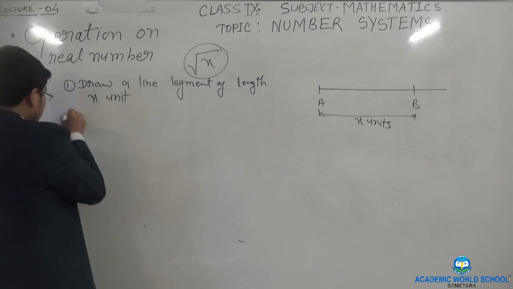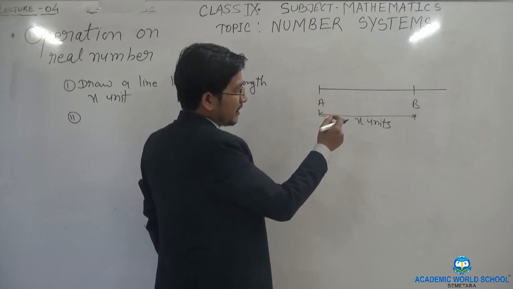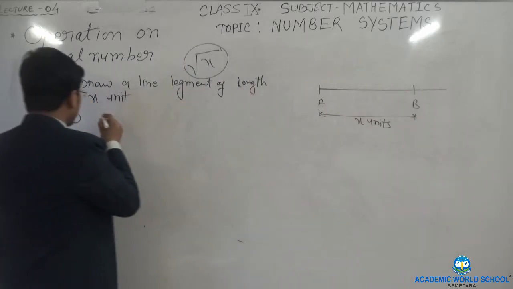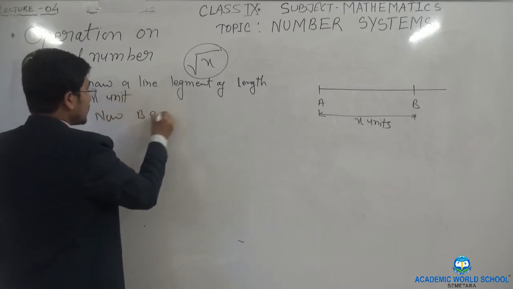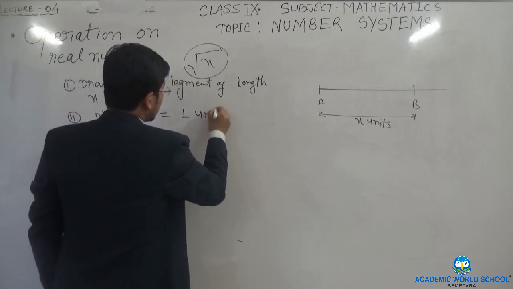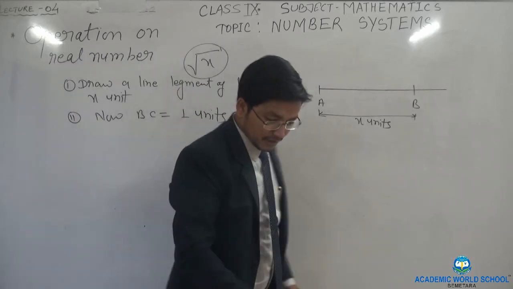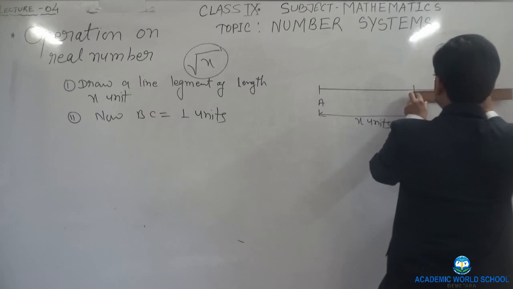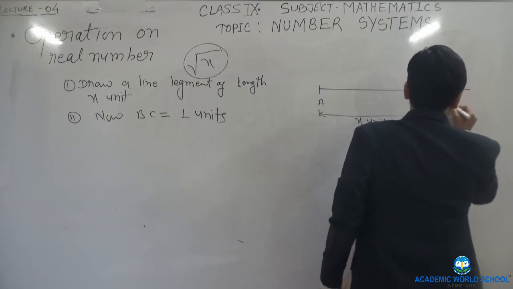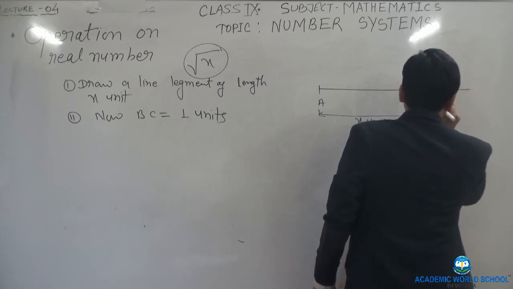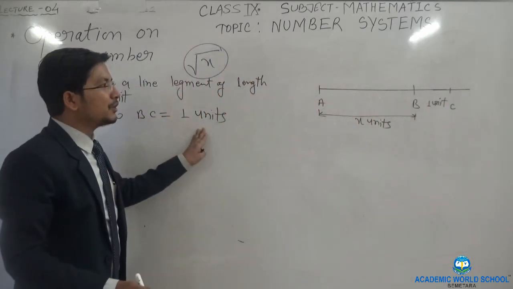Now, second, extend this line by 1 centimeter, 1 unit length. So I can write BC is equal to 1 unit. We are going to extend so that BC is equal to 1 unit. So let's say from here to here this is 1 unit. Okay. Now BC is equal to 1 unit.